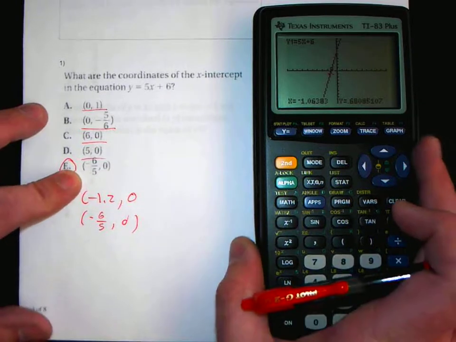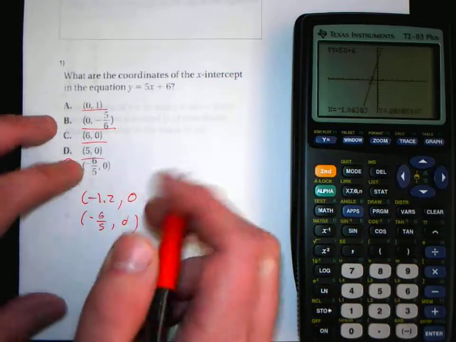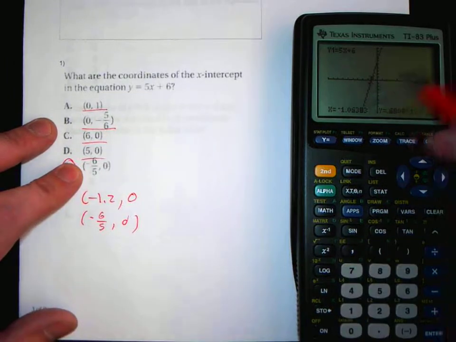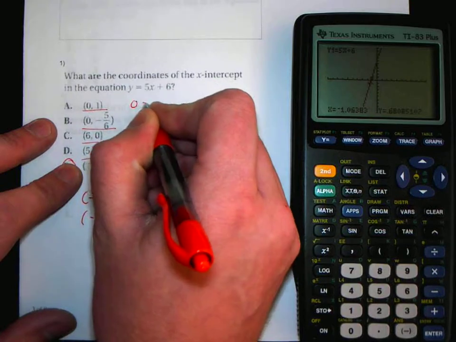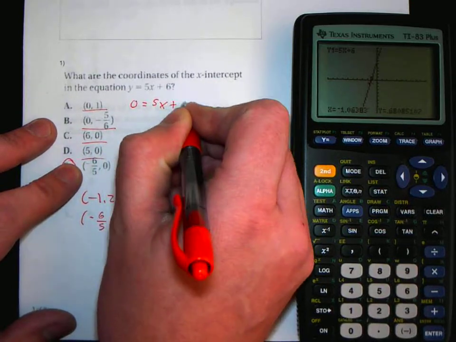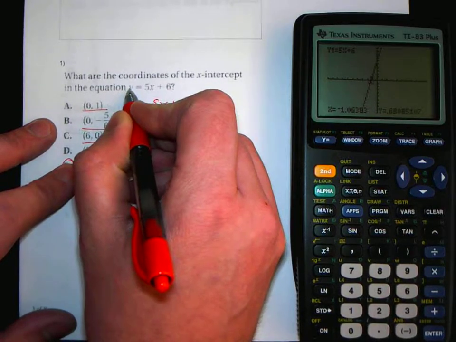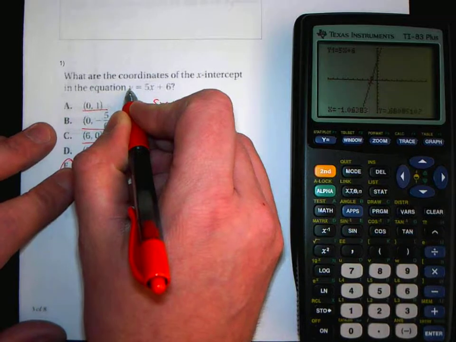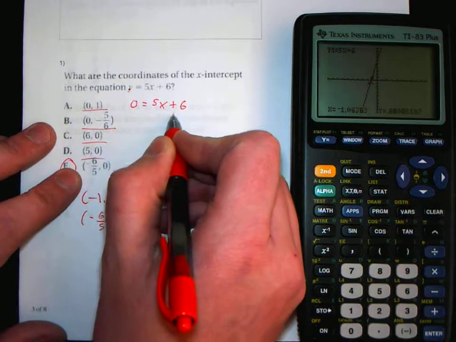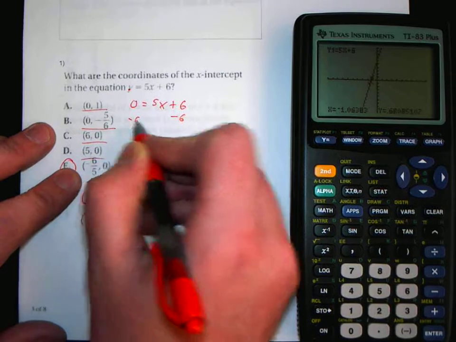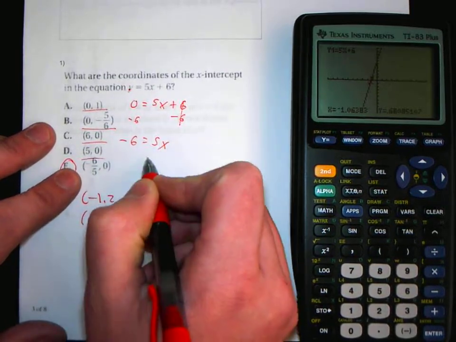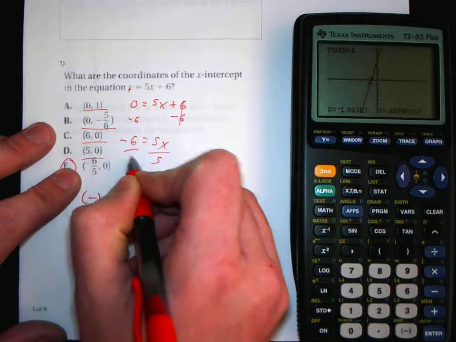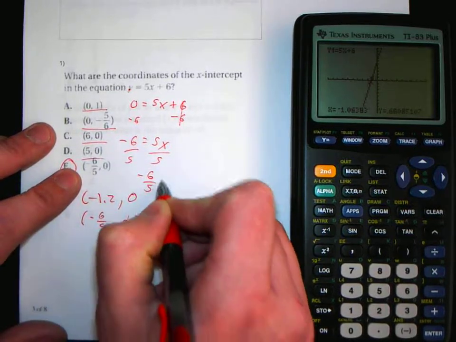The algebraic way, for those of you that are doing your Excels: the x-intercept means y is 0. So you'd get 0 equals 5x plus 6, because y is 0. Anytime you have an x-intercept, the y is 0. So you would solve that: subtract 6, divide by 5. You get -6/5 equals x.